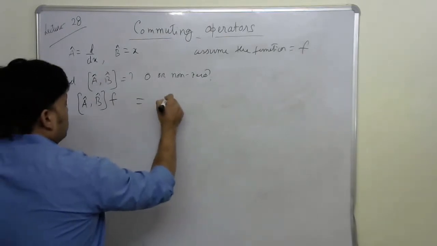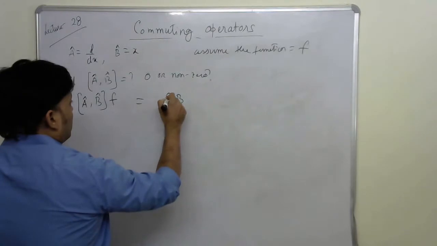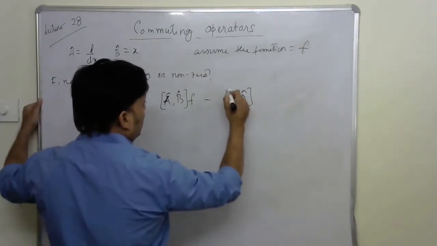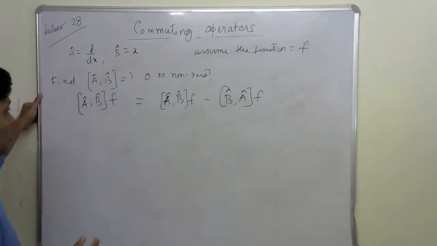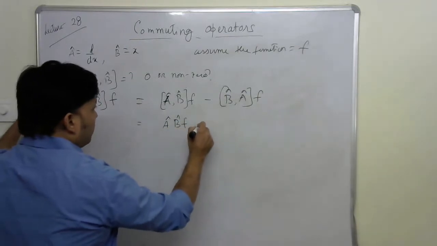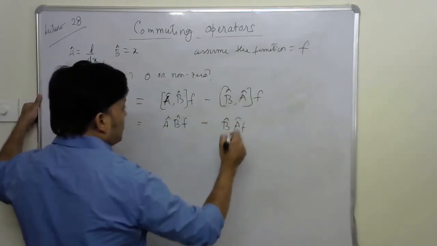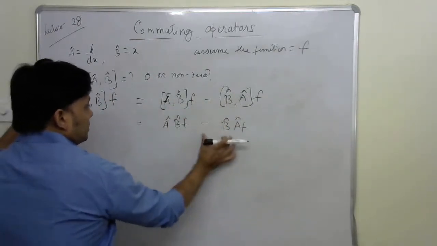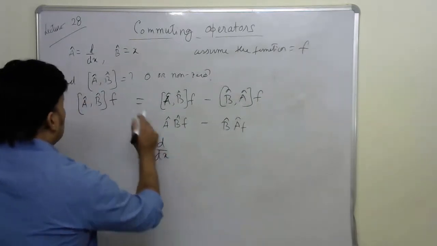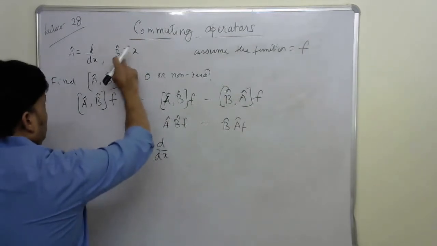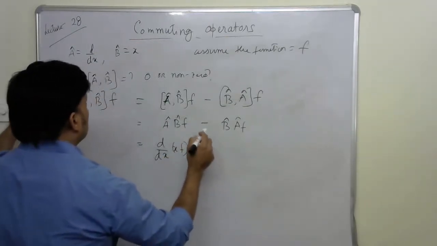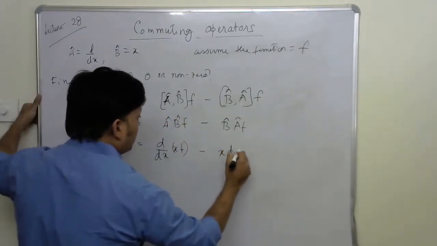All right, so this is equal to A B f minus B A f. So when we do this, it should come to A operating on B f minus B operating on A f. So basically the significance of this statement is this. So now let's find it out. So what is our A? Our A is d/dx. All right, so d/dx of our first thing, the operator B is x, so it should be the product of x and f. So d/dx is operating on x f minus x multiplied on df/dx.